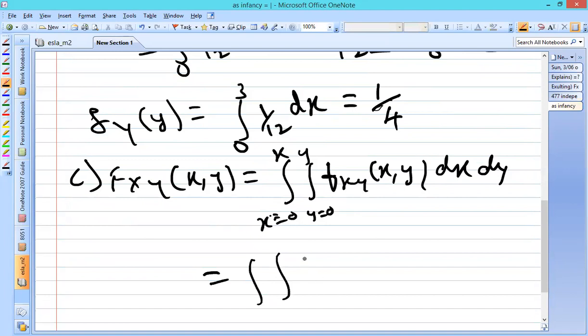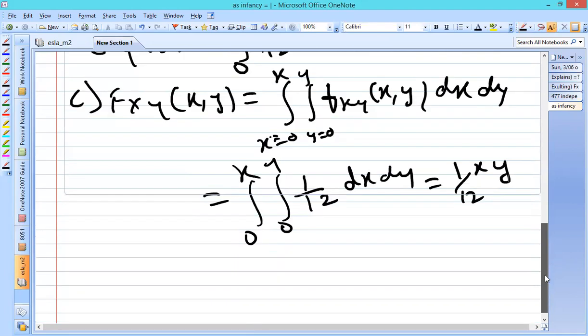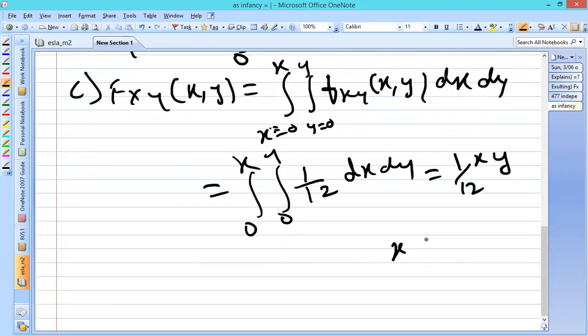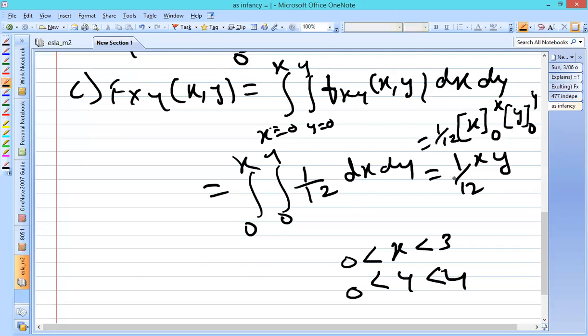So here is a double integration. This is 1 by 12 dx into dy. So x is between 0 to x and y is between 0 to y. So that is nothing but 1 by 12 x into y. Right? Whatever the previous problem you have done, do it in the same way, but make the statement x is between 0 to 3 and y is between 0 to 4. And if you want, you can make the calculation. So integration of 1 with respect to x is x with the limit 0 to x, and y is y with the limit 0 to y. So this will give the answer as 1 by 12 xy.